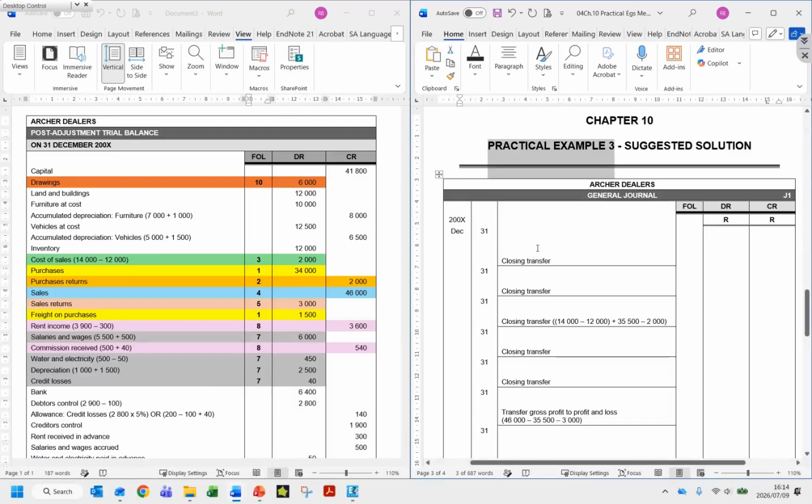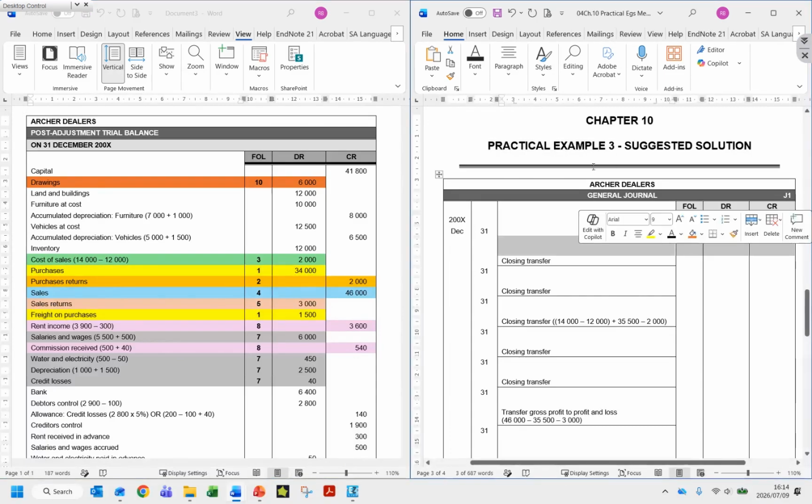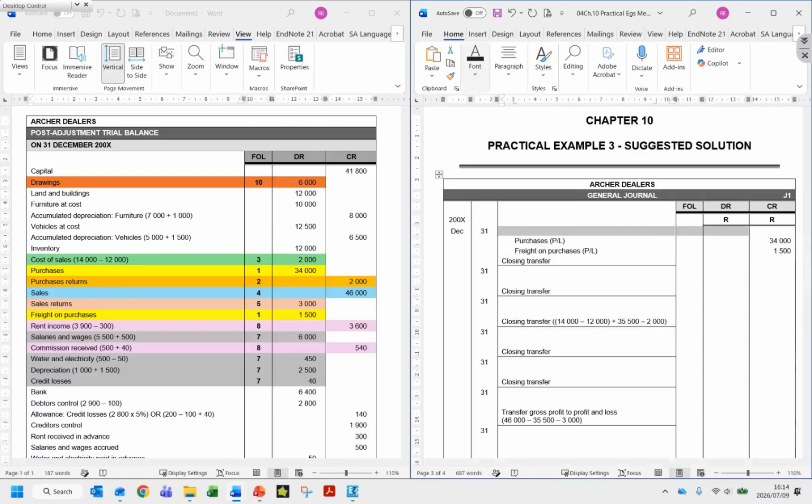We therefore start off with our purchases and freight on purchases. And once again, as I said, we need the post-adjustment trial balance because here we have all the income and expense accounts with their final amounts that need to be closed off. So we look first at purchases and freight on purchases because they both have debit balances. In order to close them off, we then credit those accounts and we transfer it to cost of sales. So purchases and freight on purchases now have zero balances.